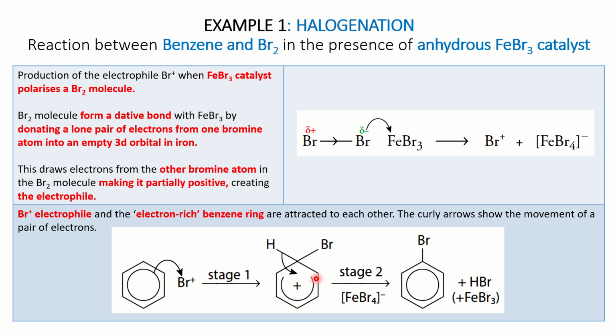We want to restore this ring. So what happens is that you take the electrons from the bond between carbon and hydrogen and you give them back to the ring so that it becomes a complete circle again.